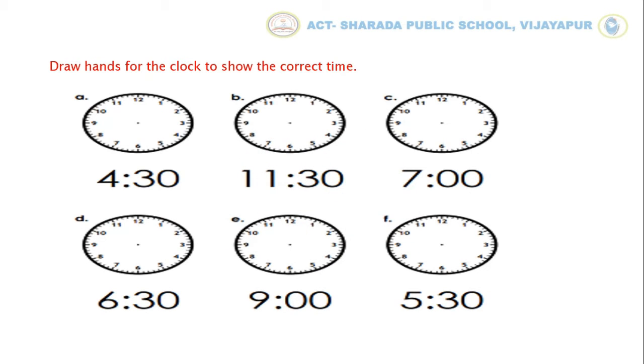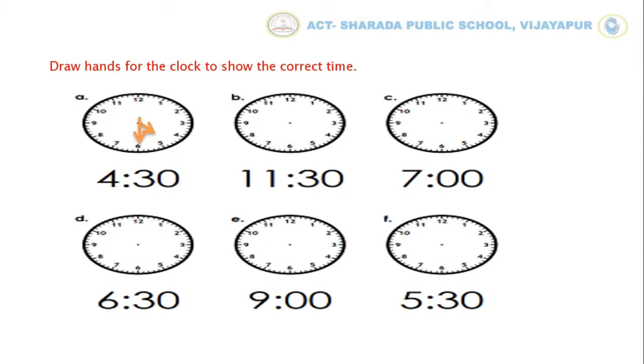Draw hands for the clock to show the correct time. Children, look at the image here. They have given the empty clock where we have to draw the hands as per the given time here. So, in the first question, they have given the time 4:30. It means 4:30. So, children, we have to draw both the hour hand and the minute hand.